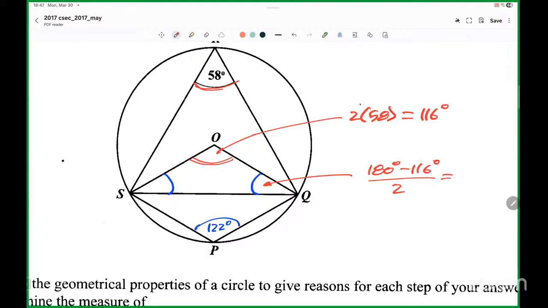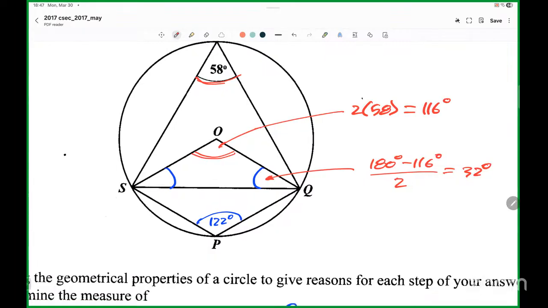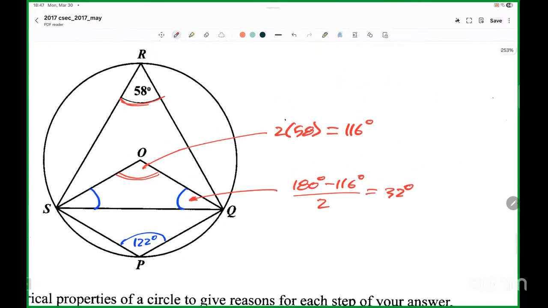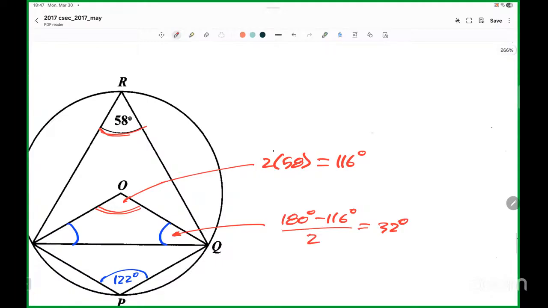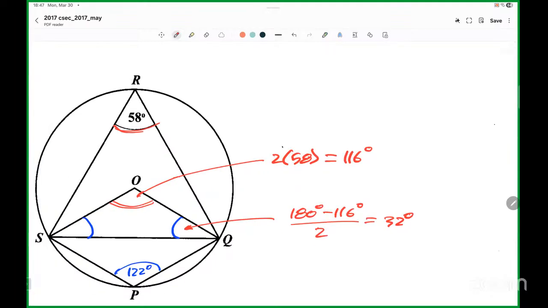What are we working out to? Somebody work it out for me. How much? 32 degrees, right? So I'm going to tell you that the angle at center, this one, is twice the angle at circumference. This one is angle SOQ.